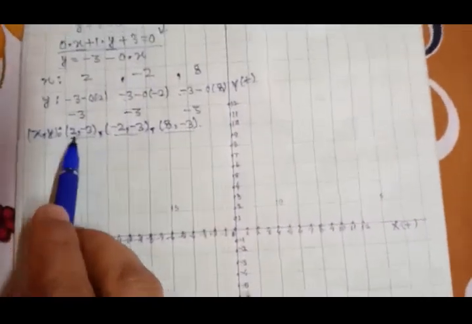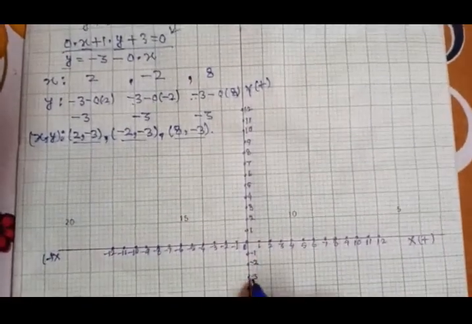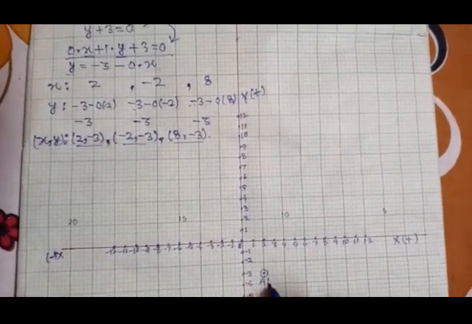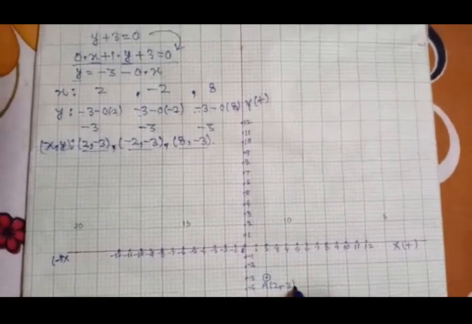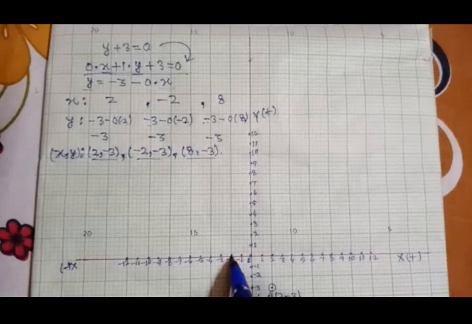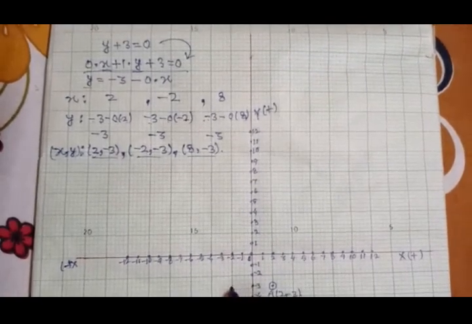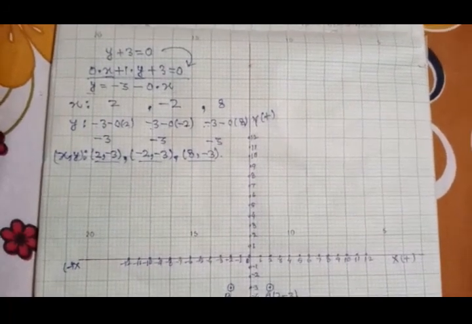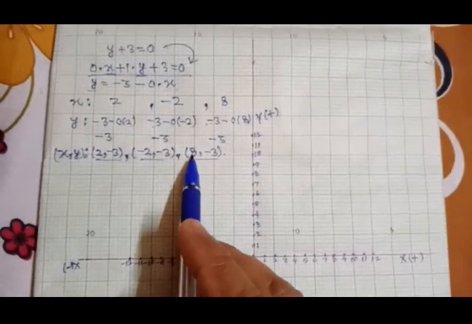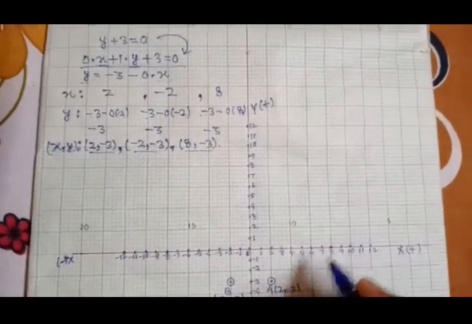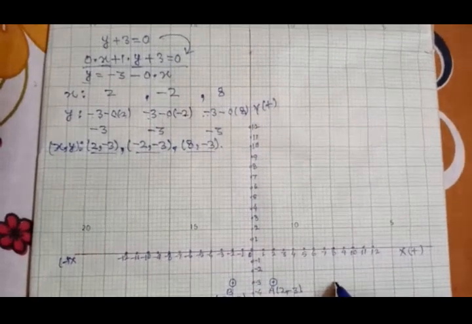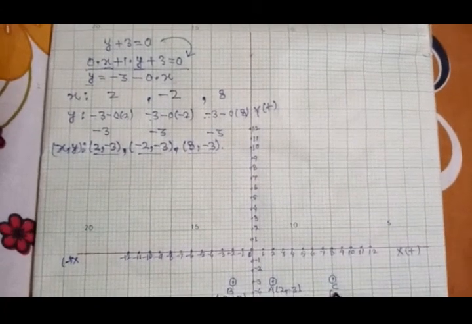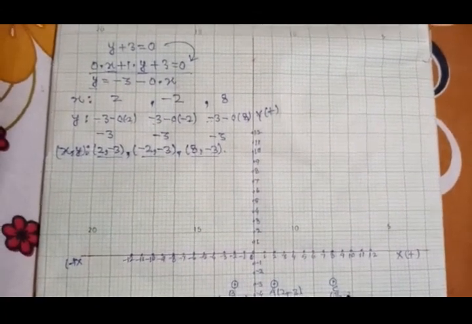So the first solution is (2, -3). It lies here. Point A having coordinates (2, -3). Next is (-2, -3). It lies here. That's point B having coordinates (-2, -3). And the third solution we have is (8, -3). So x is +8, y is -3. It lies here. That's the third point C having coordinates x = 8 and y = -3.